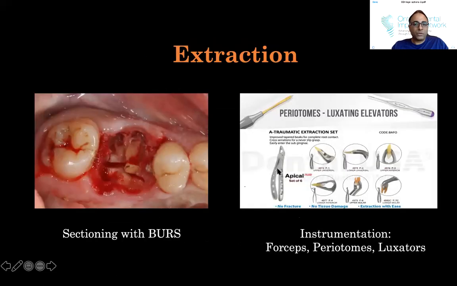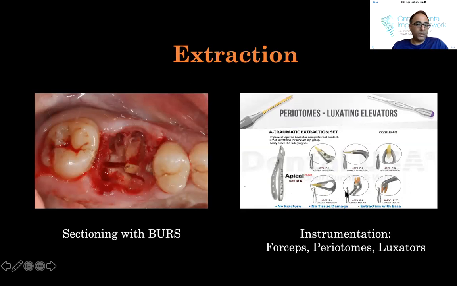So extraction. What happens when you have an issue with extraction? That's a surgical complication, right? You don't know what to do. So how do you section? How are we removing the tooth? We want to make sure we do that as atraumatically as possible. So using good burrs, and I'm not talking about just a regular burr, I'm talking about long surgical length burrs, super small rounds or very fine diamonds, needle diamonds, can really help to trough around the tooth.